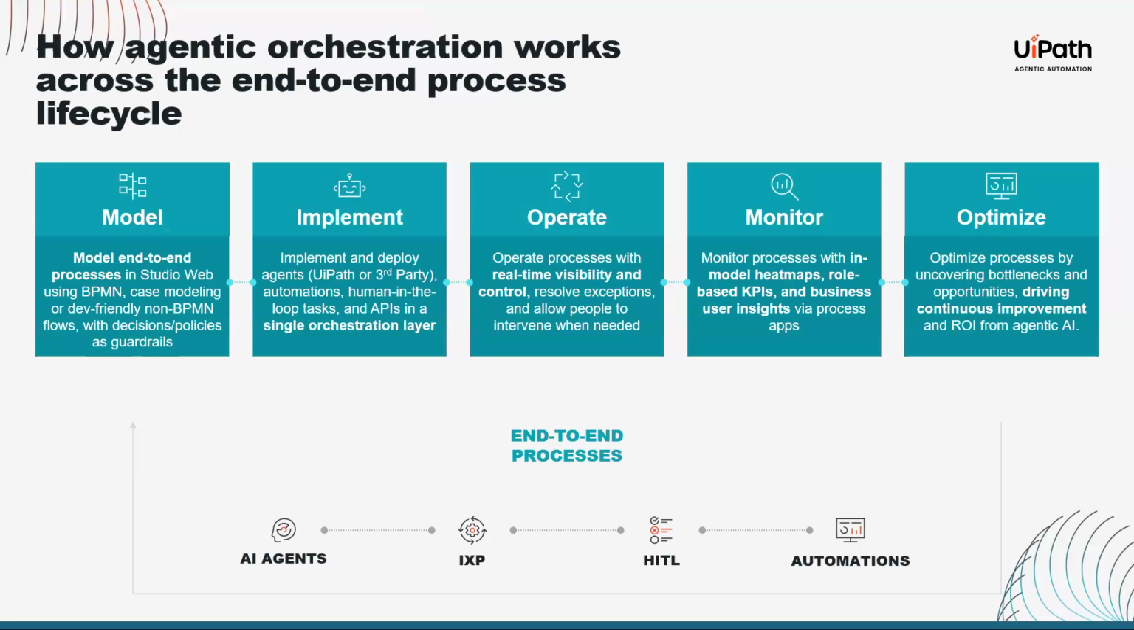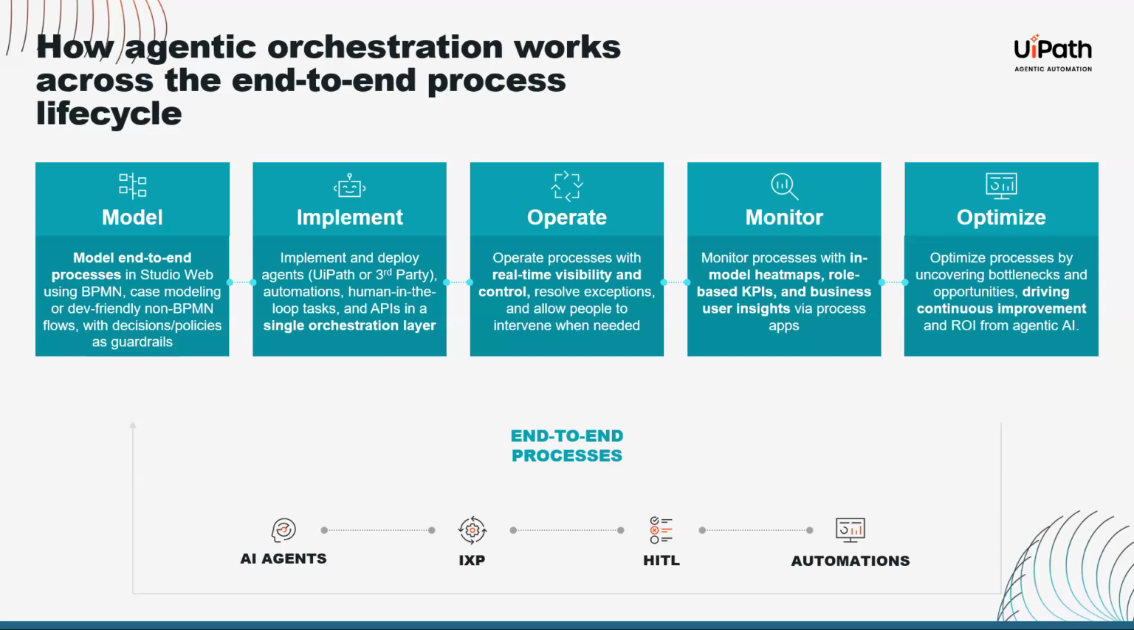So now, how does agentic orchestration work across the end-to-end process life cycle? What exactly happens in an agentic orchestration life cycle from model to optimize? So we first begin with modeling. As you know, before we could deploy anything, we first need to create it. So in Studio Web, we use BPMN constructs with certain notations and certain modelings to model how your process is going to look end to end.